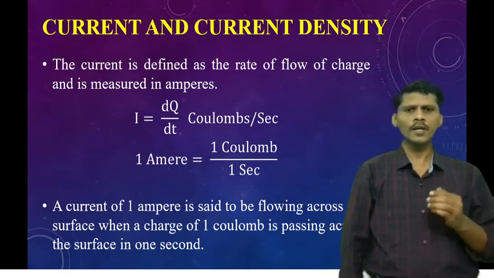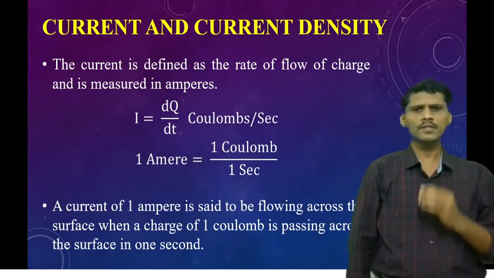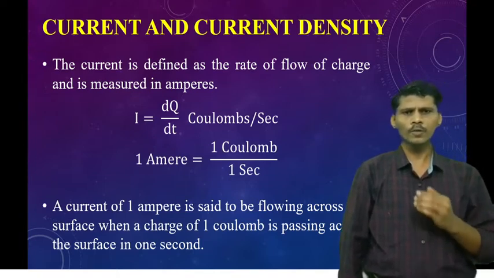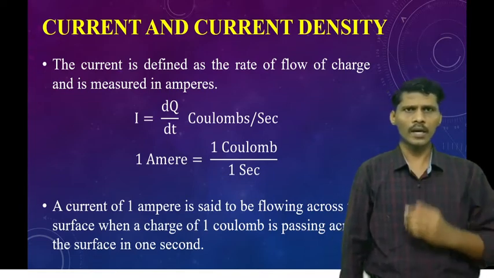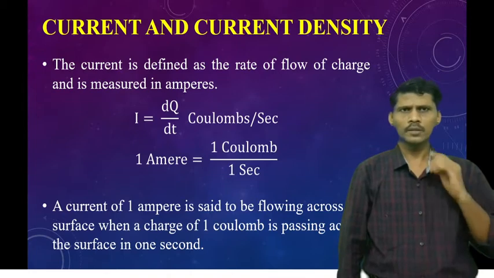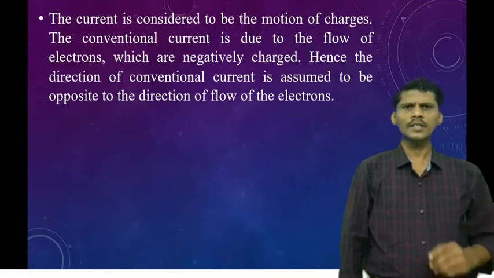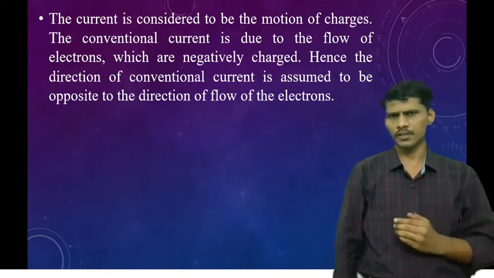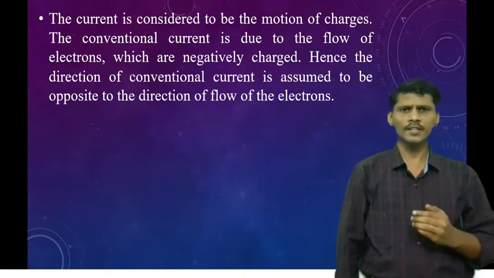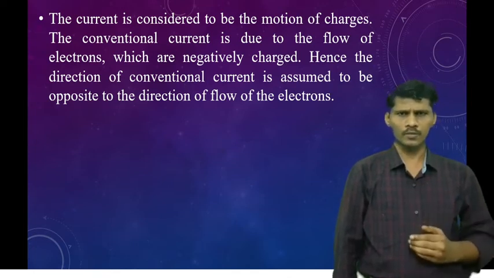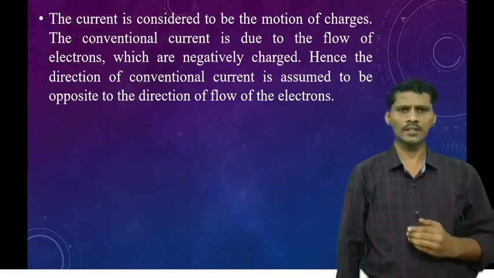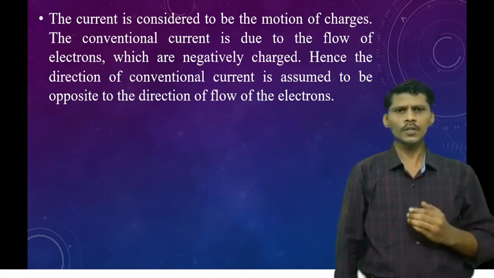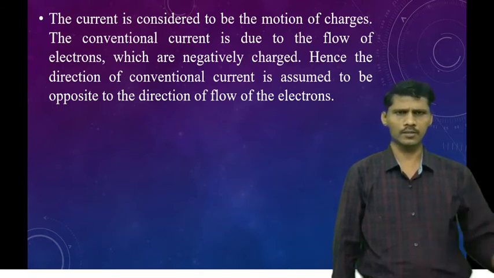A current of 1 ampere is said to be flowing across a surface when a charge of 1 coulomb is passing across the surface in 1 second. 1 ampere is equal to 1 coulomb per 1 second. The current is considered to be the motion of charges. The conventional current is due to the flow of electrons, which are negatively charged. Hence, the direction of the conventional current is assumed to be opposite to the direction of the flow of electrons.